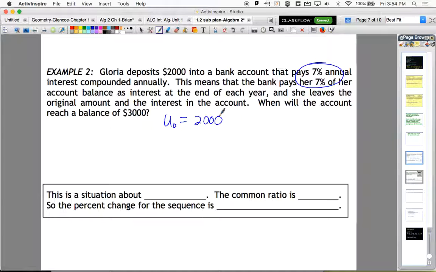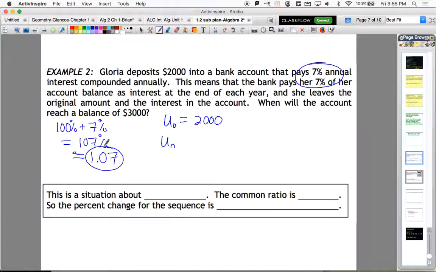And now we have to figure out, okay, what's our common ratio? What's our growth factor here? Well, unlike the last problem, this problem, we're at 100%, and instead of subtracting a percent, we're actually growing by 7%. So 100% plus 7% would be 107%, which as a decimal would be 1.07. So this right here, 1.07, is going to be our constant multiplier.